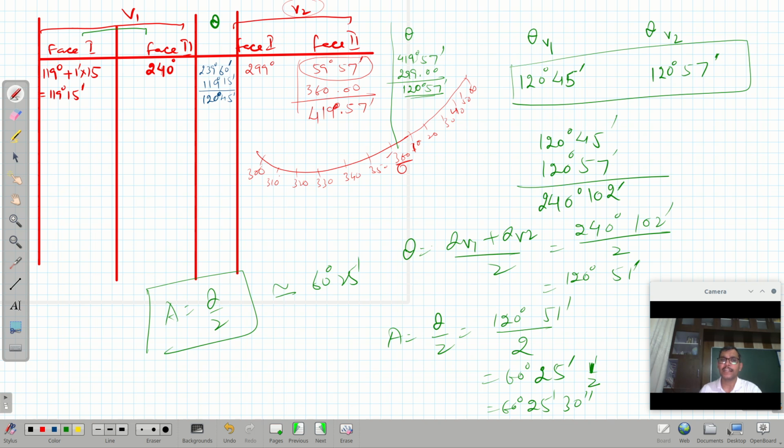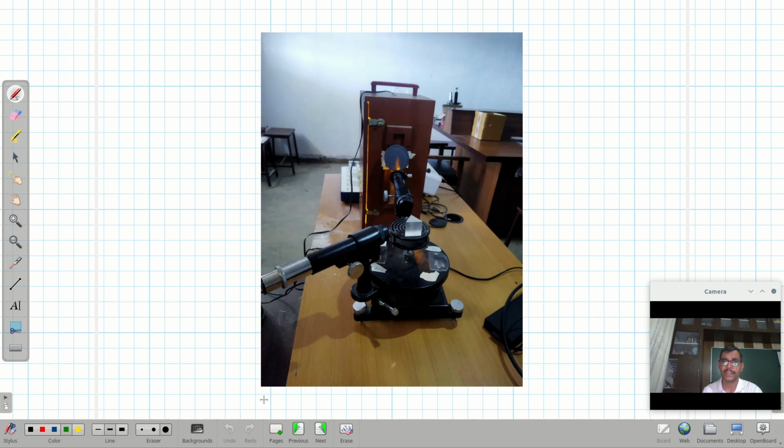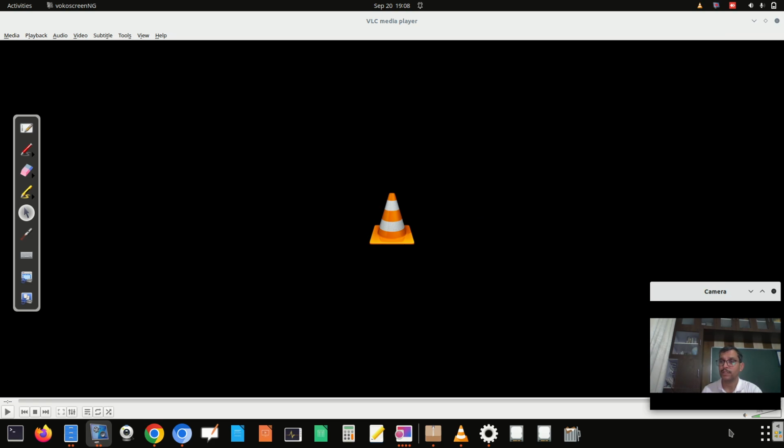And in the earlier lecture I also told you how the angle A, or the angle of prism, comes out to be theta by 2. Let me briefly go back to here. What is the angle of prism? From this diagram, here this is one face, and this is the other face. The angle between these two faces is basically the angle of prism, and theta is basically this angle. This angle is theta, and this angle is A. So that's all for this video.